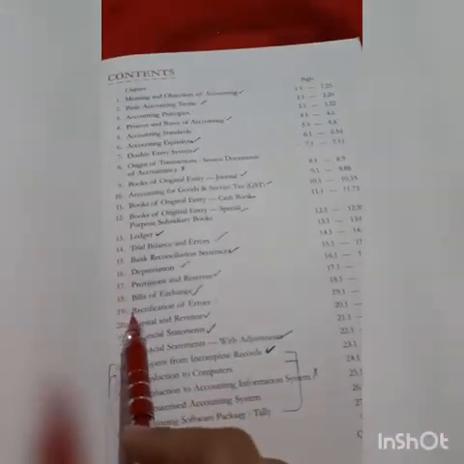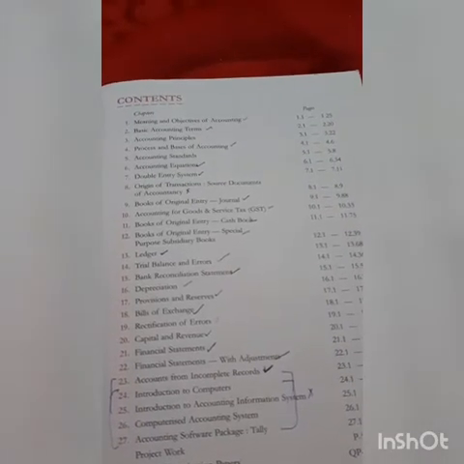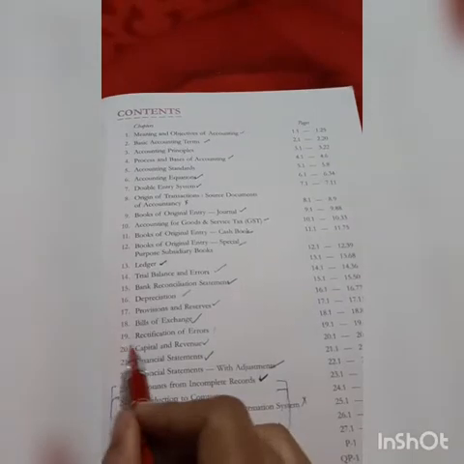The chapter 1, rectification of errors. As per the CBSE, we have to cut the 30% section. So according to my own choice, I'm going to cut this chapter.